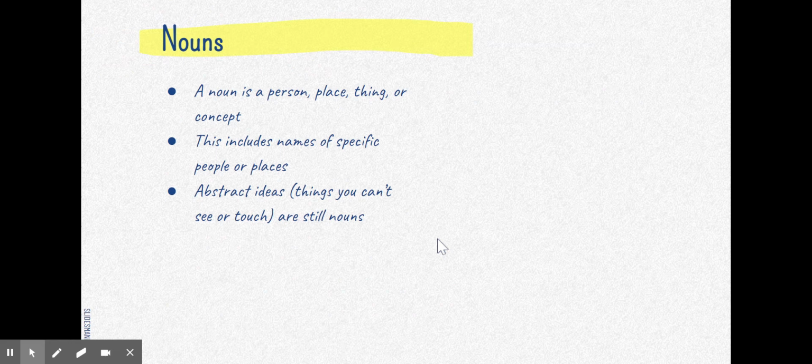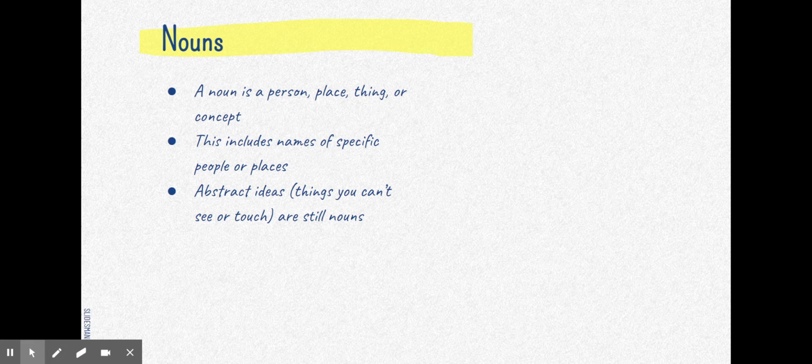So today, we're going to be focused on nouns. A noun is a person, place, thing, or concept. That's our definition of a noun: a person, place, thing, or concept. This includes names. Those are proper nouns, right? Names of people or places. It also includes abstract ideas. These are the trickiest nouns. Things that you can't see or touch, but that are still things, are still nouns. So that's things like feelings and concepts.